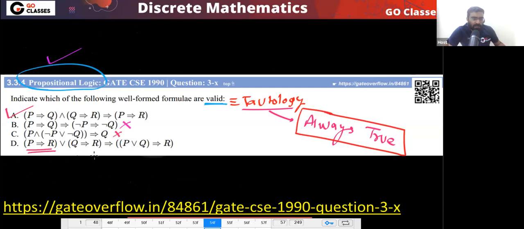What about the next? P implies R, Q also implies R. If one of them happens, then R will happen. This is a beautiful question. Either P implies R or Q implies R. If one of them happens, then R will happen. Is this valid or not? Tell me. Remember, this is invalid.